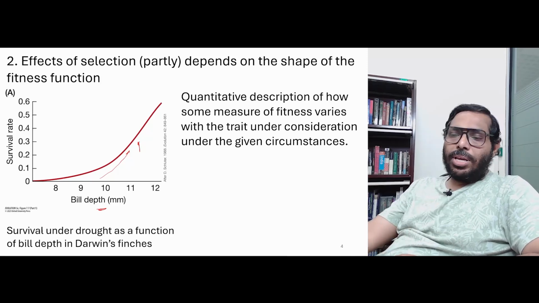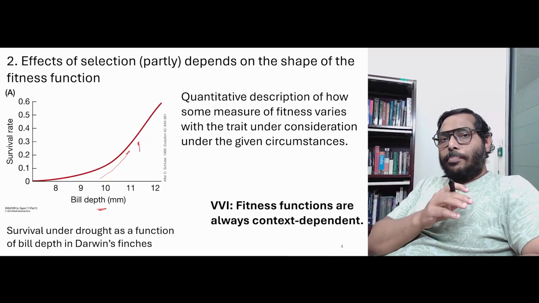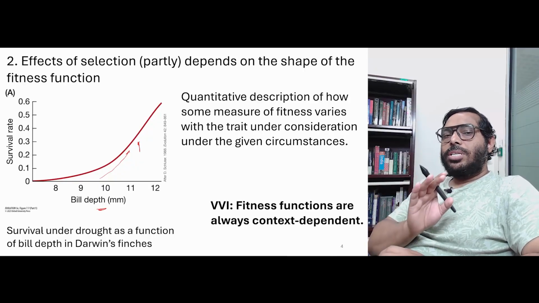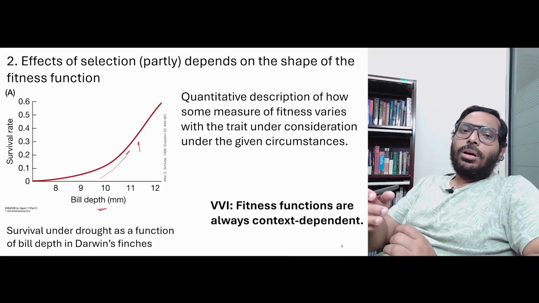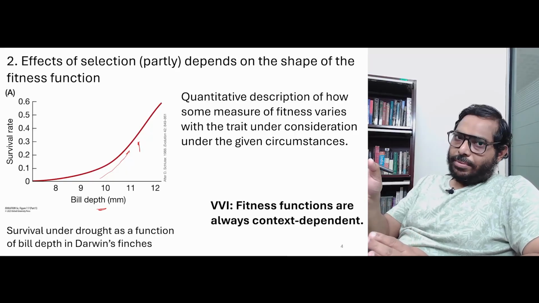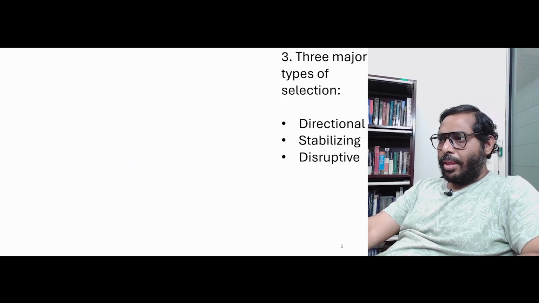So, that is what I mean by saying that the fitness function is always context dependent. It is not a constant for a species or anything. It depends on which environmental scenario the organism is finding itself under. Okay. This again needs to be kept in mind.